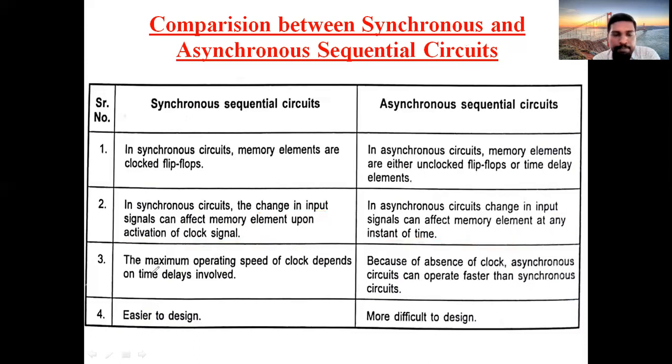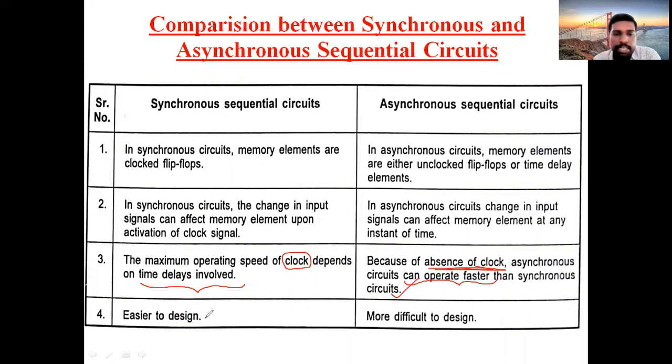Next, the maximum operating speed of the clock depends upon the time delays involved. But here, due to the absence of a common clock, asynchronous circuits can operate faster than synchronous circuits. This is a very, very important point. Due to the absence of a common clock, asynchronous circuits can operate faster than the synchronous circuits.